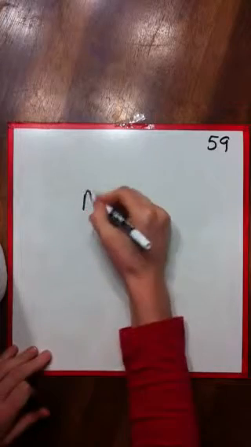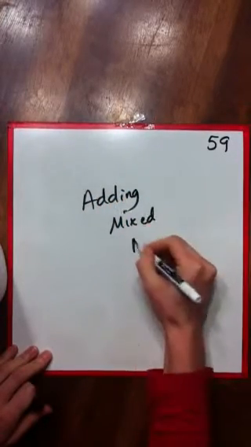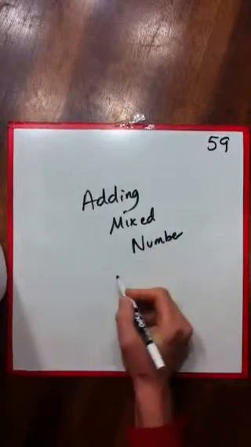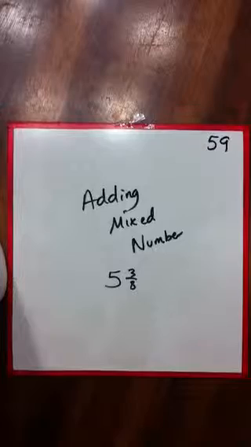Okay, guys, we're starting with lesson 59 today, and lesson 59 is on adding mixed numbers. Now, this is not just adding fractions, and this isn't just adding whole numbers. This is adding mixed numbers. Okay, now, what is a mixed number? I hope y'all remember it is a whole number plus a fraction. Okay, that is a mixed number.